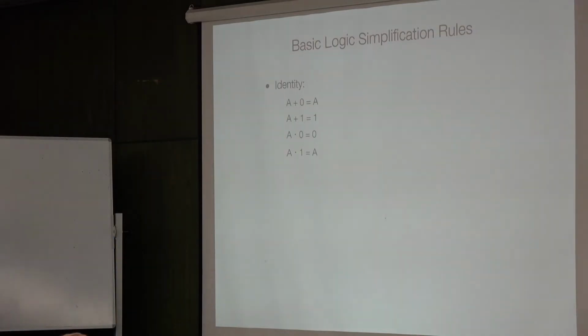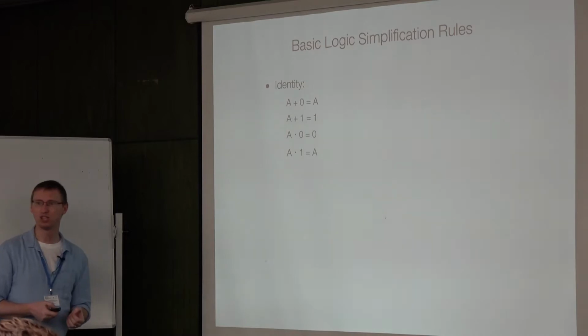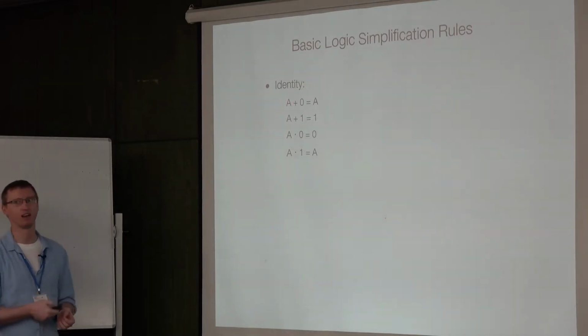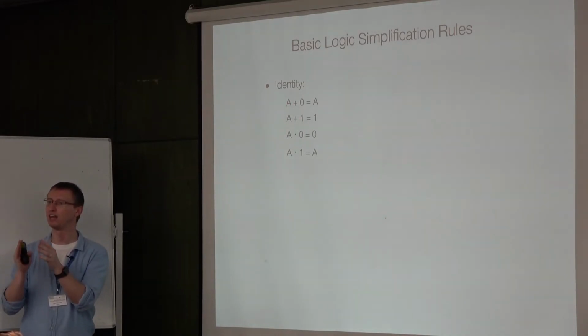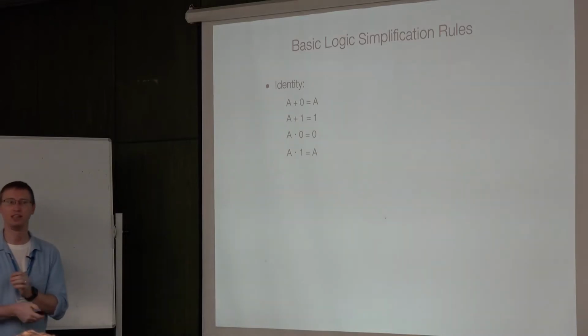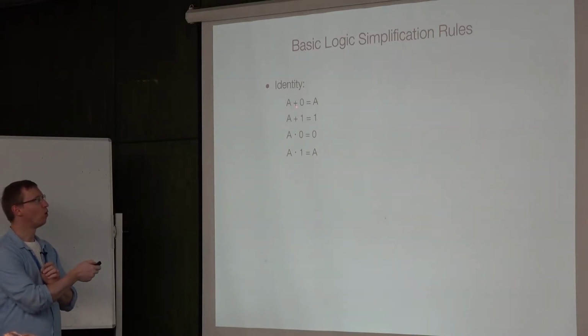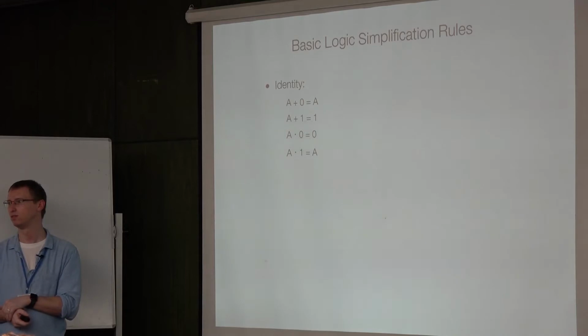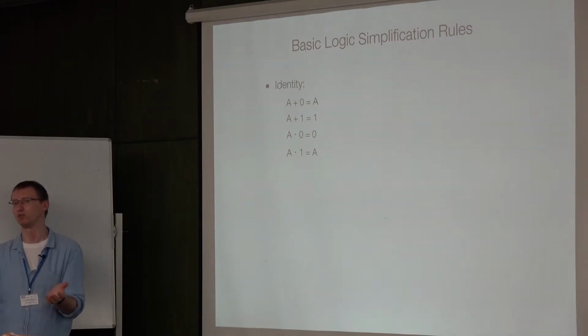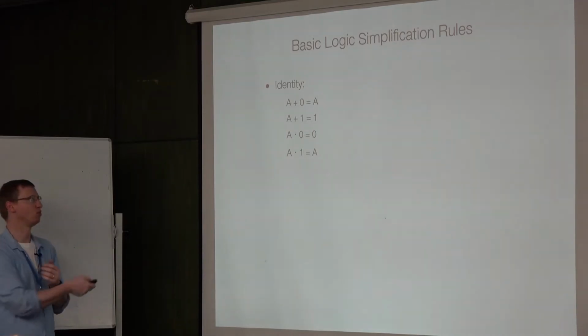Well, we use something like basic logic simplification rules. The first one being identity. Now imagine that you have A, say, is a light-like event. Light is on, okay? What does it mean? Light is on or false? Well, that just means that the light is on, right? So it doesn't depend on the false.